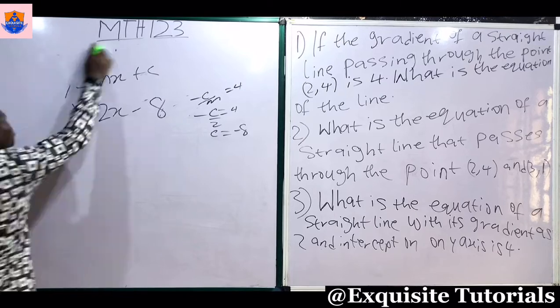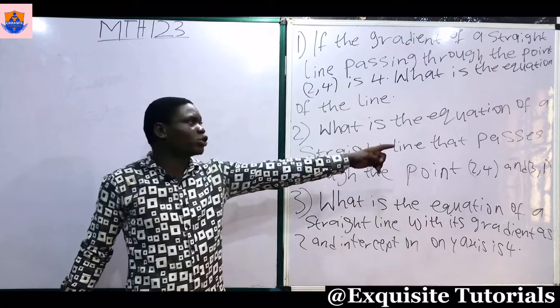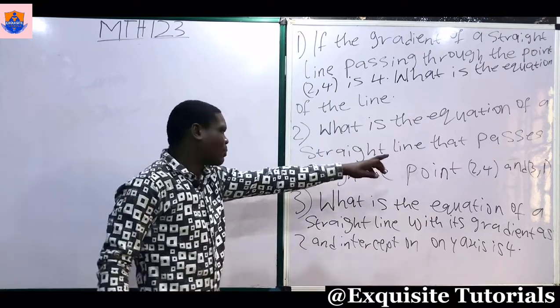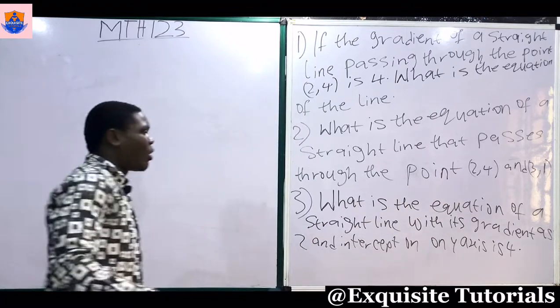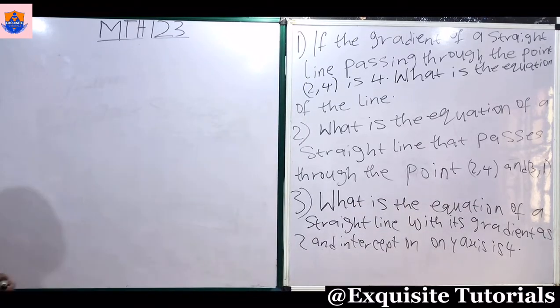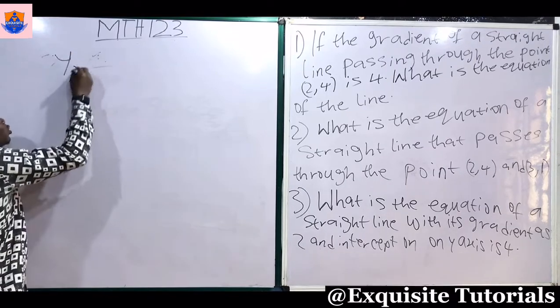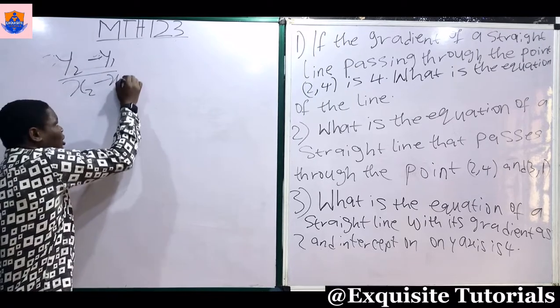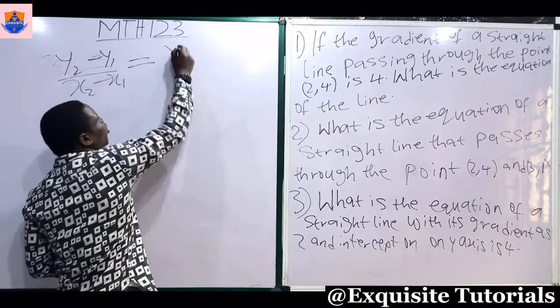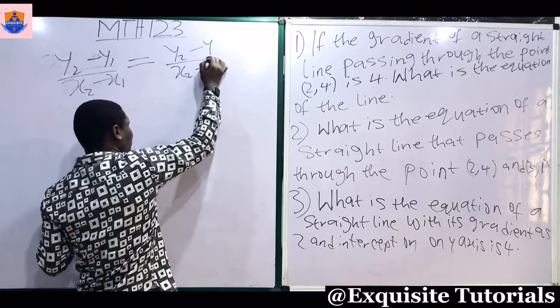Let's move over to question 2. For question 2, what is the equation of a straight line that passes through the points 2, 4 and 3, 1? Remember this form of a straight line: y2 minus y1 all over x2 minus x1 is equal to y2 or y1 minus y all over x2 minus x.